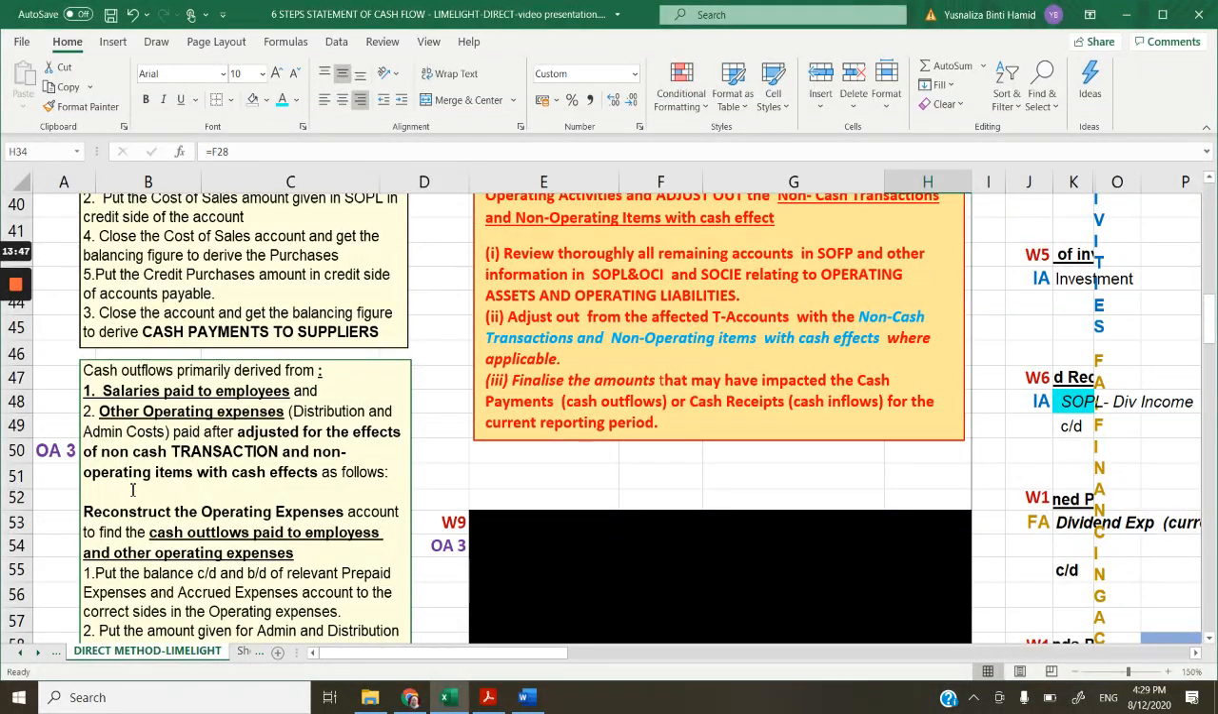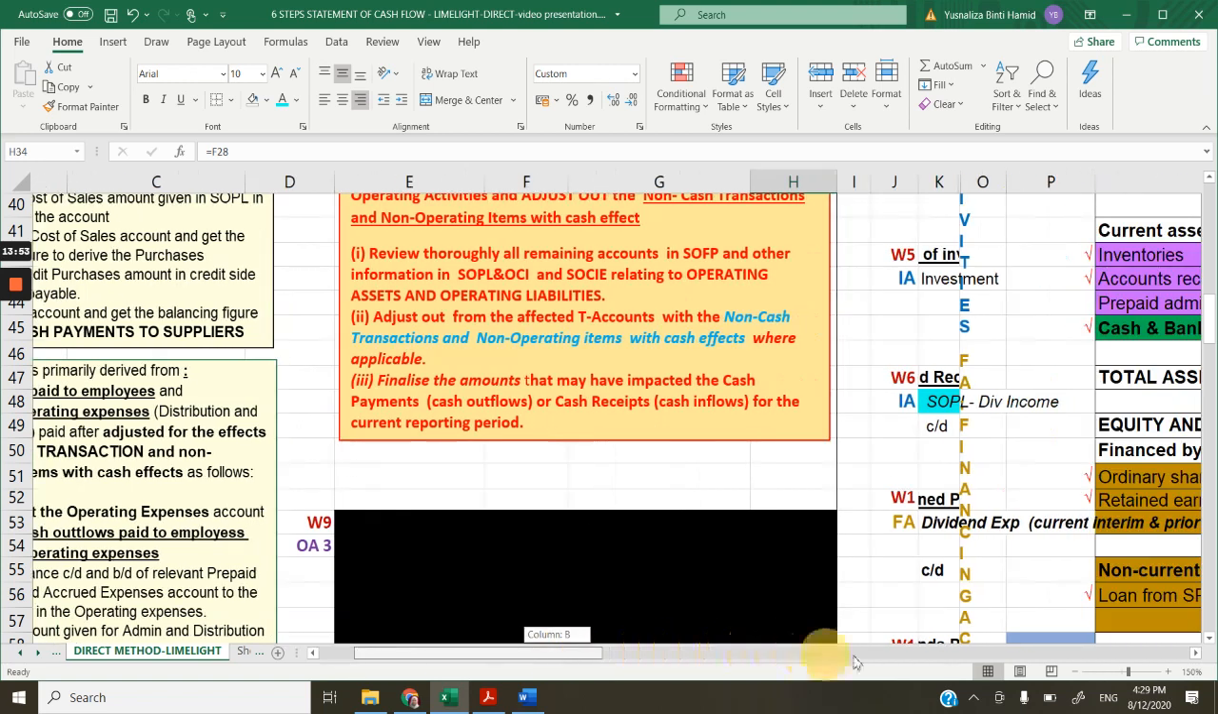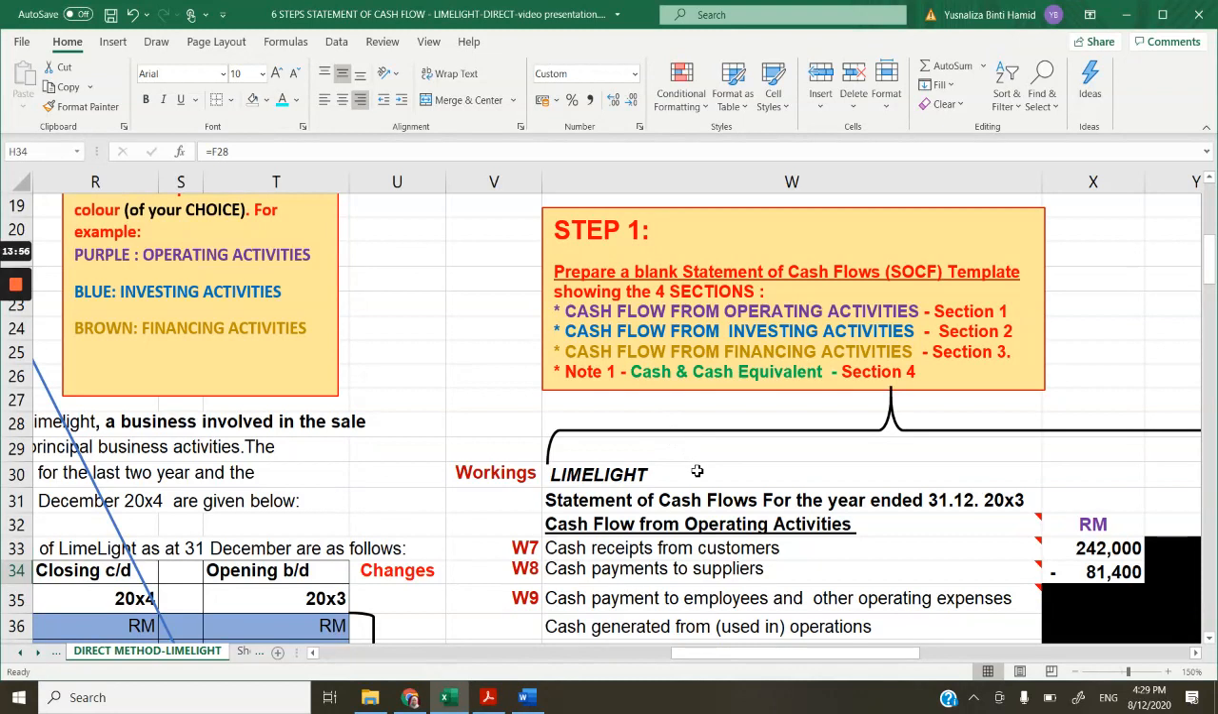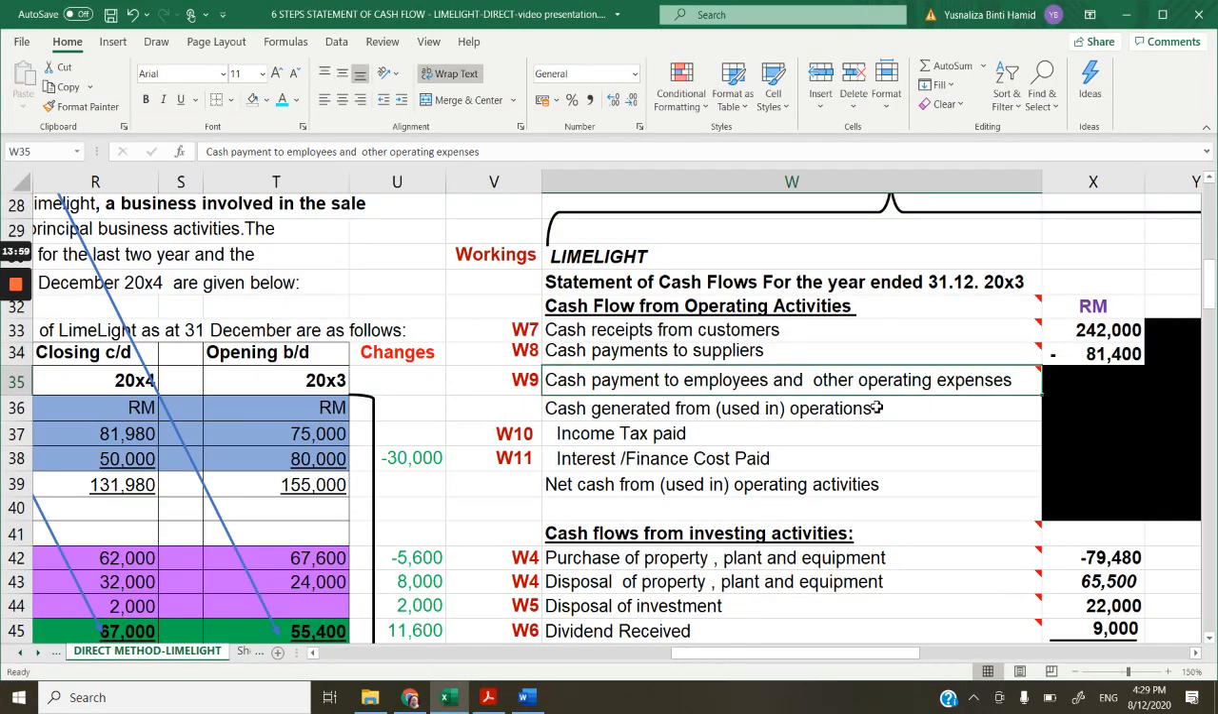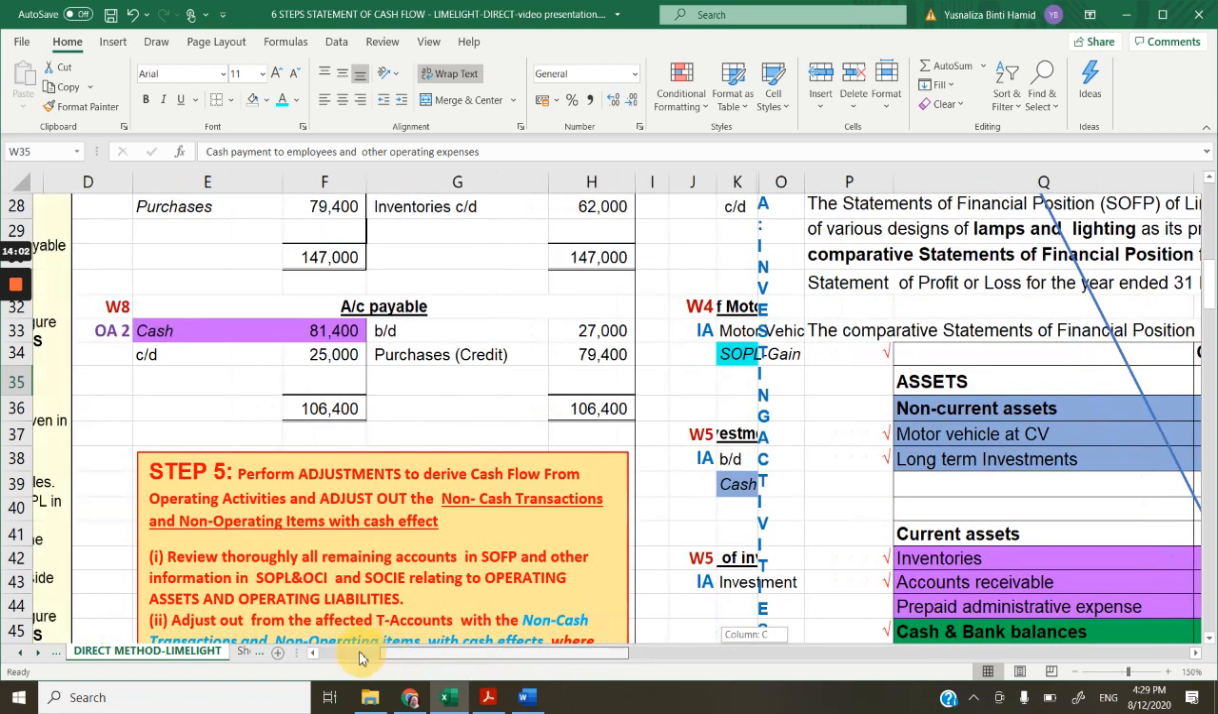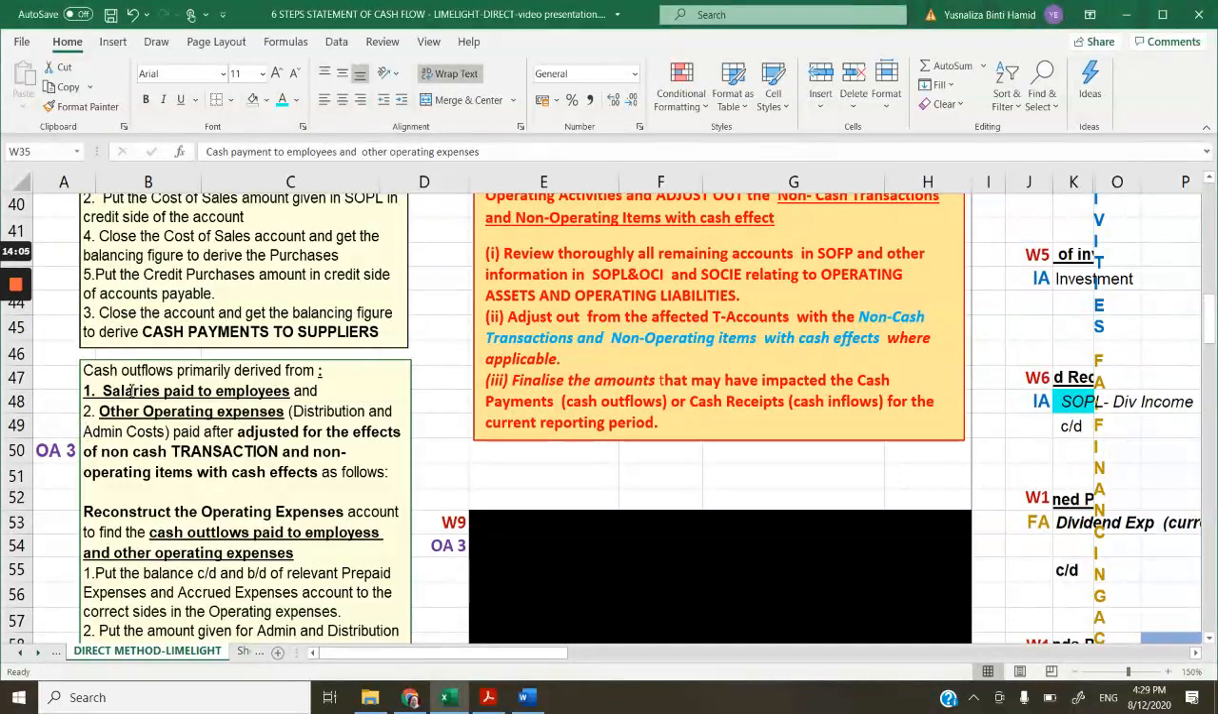I put these short notes so that it's easy for you to do the workings. Now we are looking at the next item in the statement of cash flow that relates to operating activities, which is cash payments to employees and other operating expenses. What are these? This involves salaries paid to employees, the ones that you paid in cash or in check to your employees, and other operating expenses. Operating expenses comprise distribution and admin costs. So you want to know the total amount that was credited to your bank account as operating expenses throughout the year, your outflow.